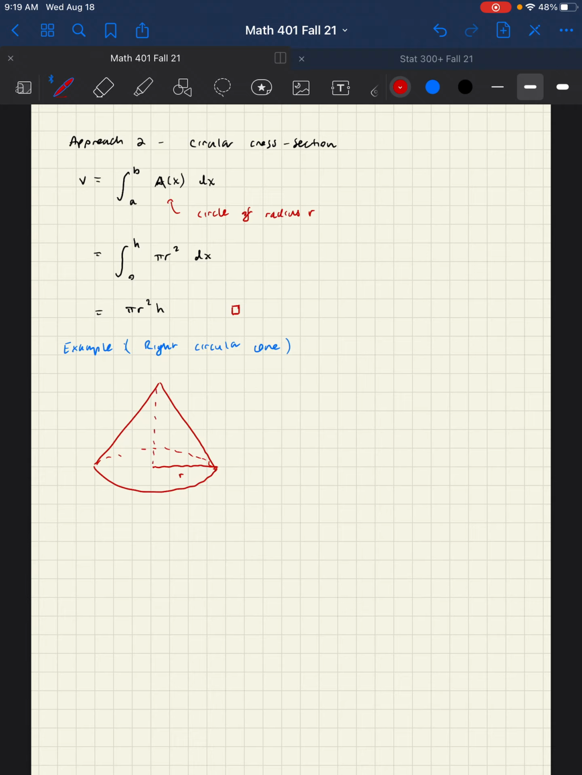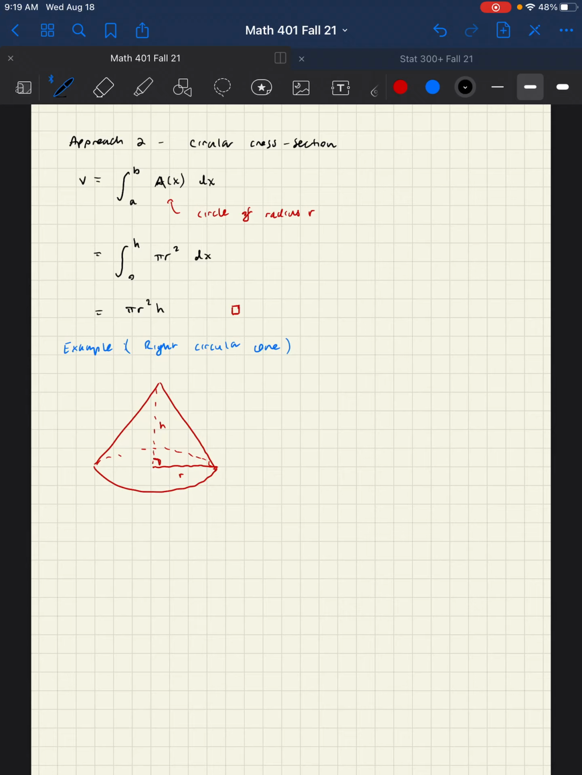The base is a circle with radius r. The height is h. And it's called right circular because when you take a peek inside the cone, you'll see that it's actually this right triangle being rotated a full 2 pi, which actually suggests how we might be able to do this integration pretty easily.